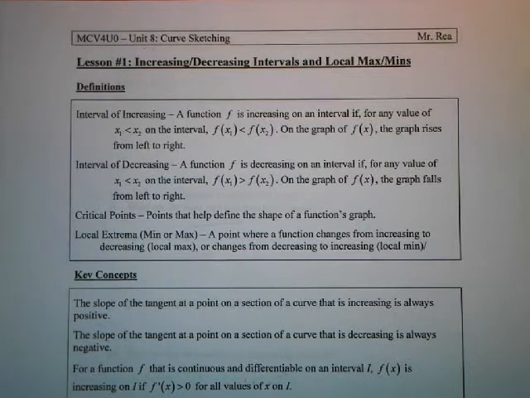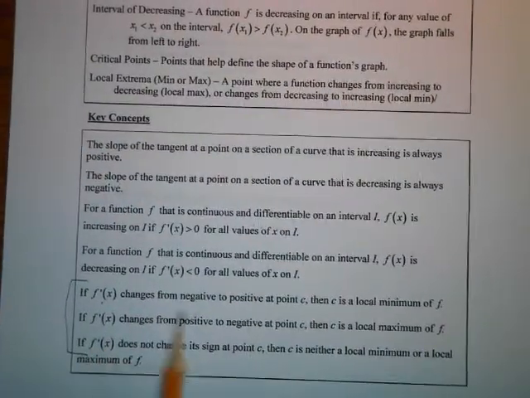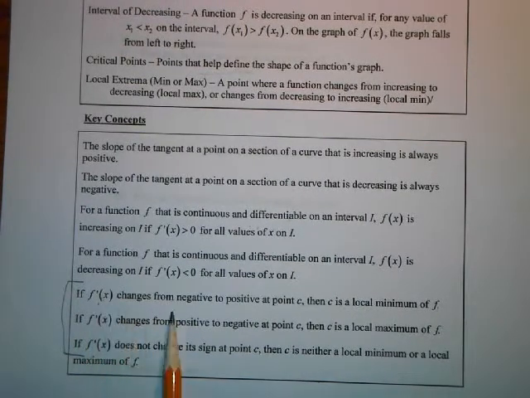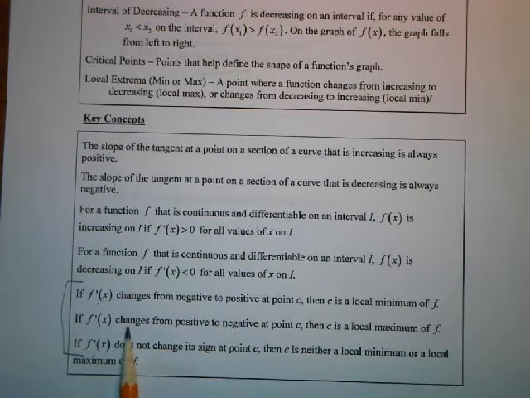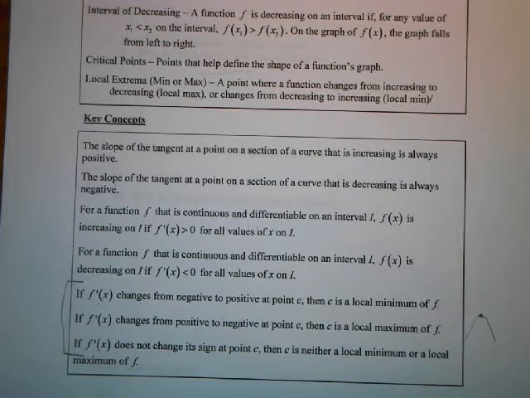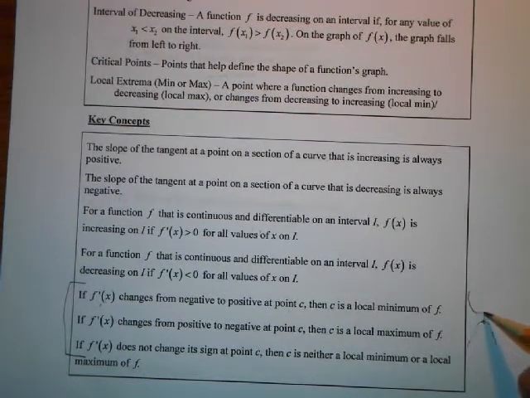So let's go down to these three here. Basically, this is where we apply the derivatives. If f prime of x, the derivative of f, changes from negative to positive at a point C, then C is a local minimum. And if it goes the opposite way, if the derivative changes from positive to negative, you could think of it this way: positive to negative means it's going up, and then it changes to going down. Well, that point would be a local maximum.